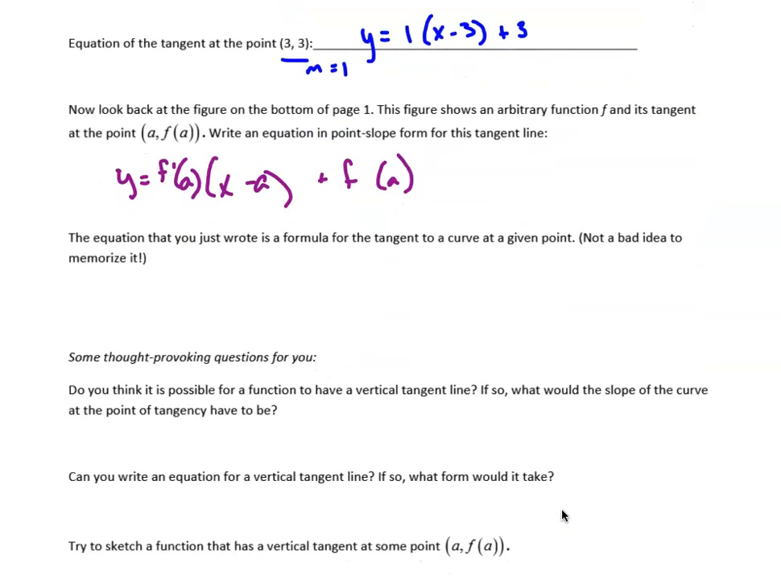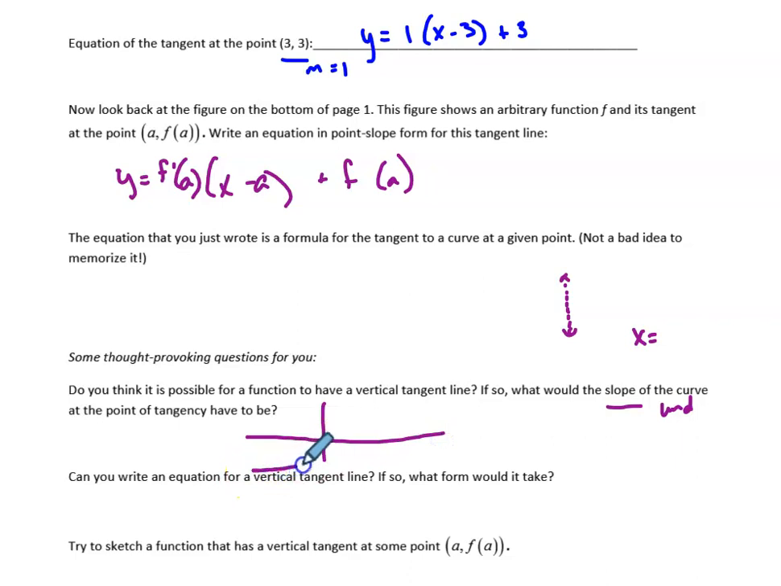Let's think about a couple of interesting questions. Do you think it is possible for a function to have a vertical tangent line? If so, what would the slope of the curve at the point of tangency have to be? If there were a vertical tangent line, what would the slope of a vertical line be? The slope would have to be undefined, and that line of tangency would have to be in the form x equals. But can that occur for a function? Actually, it can.